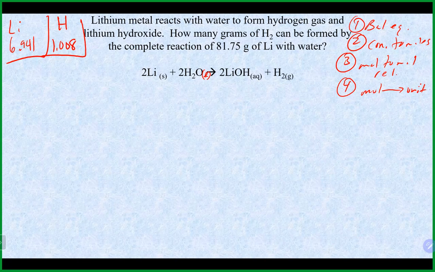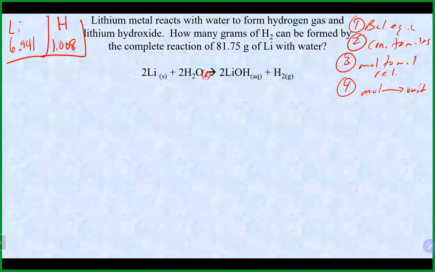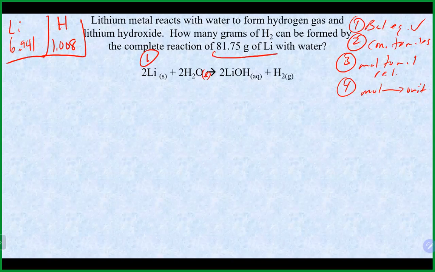Okay, let's take another look here. And again, we're just going to follow the steps. So balance the equation, we did previously, so that's obviously all taken care of. We know this is a basic stoichiometry problem because frankly, we're only given one piece of information, and that is 81.75 grams of lithium. That also tells us that we do need to do step number 2 here, which is convert the grams to moles. So that is where we're going to start.